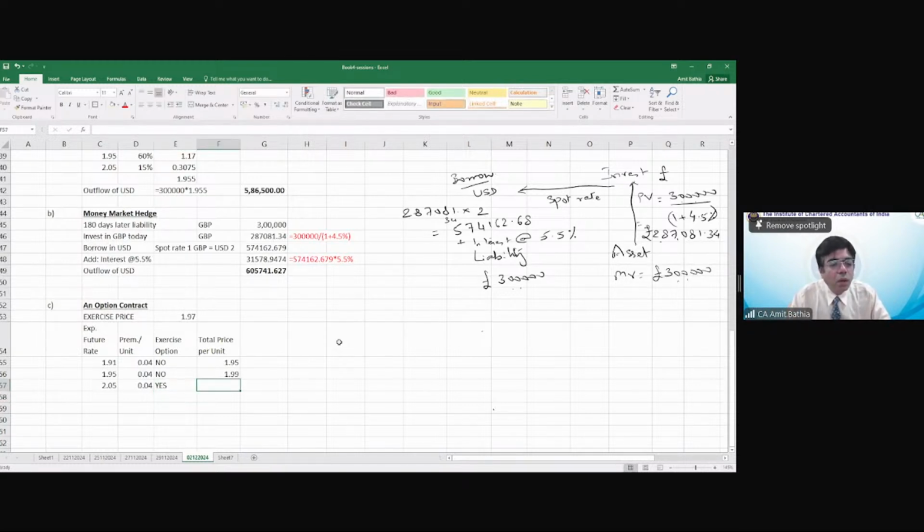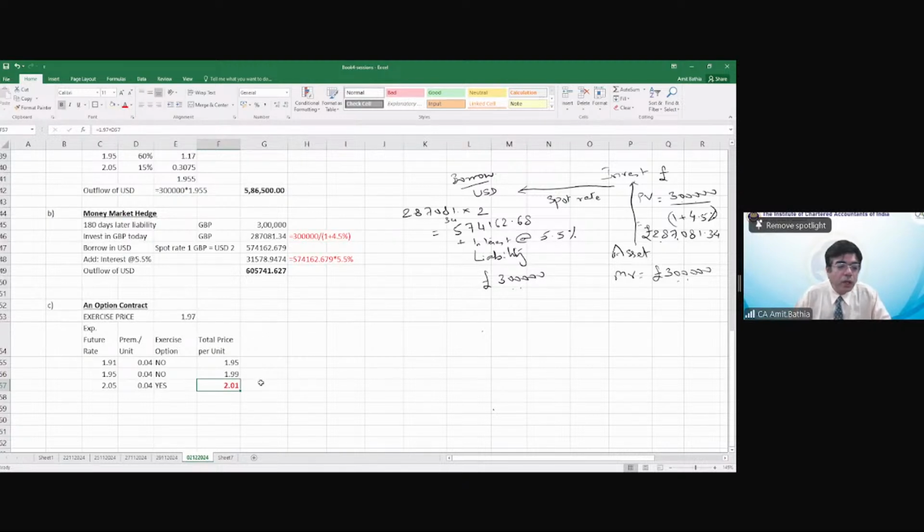But overall, what will be my total cost in that case? My total cost is going to be 1.97 plus 0.04. Am I right? This is important, okay?